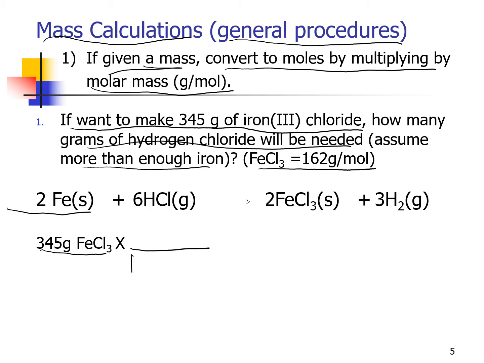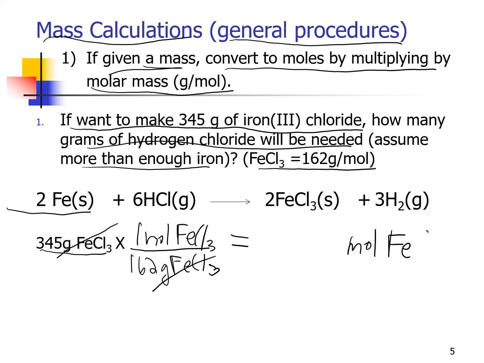So 162 grams of iron chloride is on the bottom of our fraction, and 1 mole of iron chloride is on the top. This way our grams of iron chloride cancel, and we end up with moles of FeCl3. So 345 divided by 162 is equal to 2.1296 moles. At this point, you don't need to reduce to the correct amount of significant figures because this is a multi-step problem.